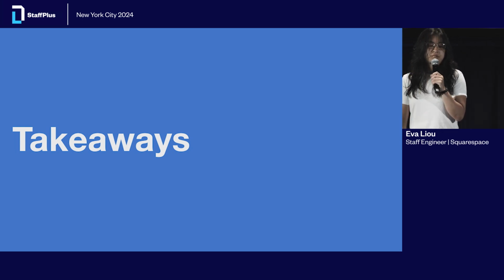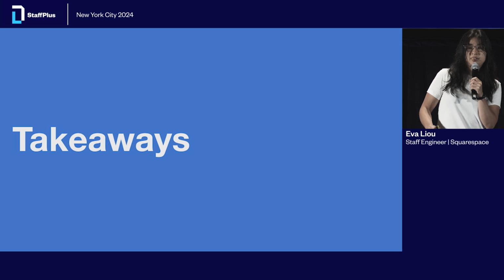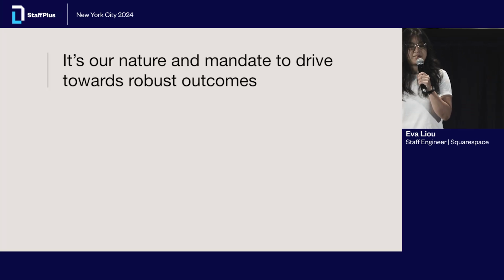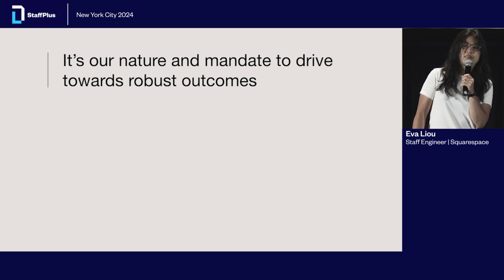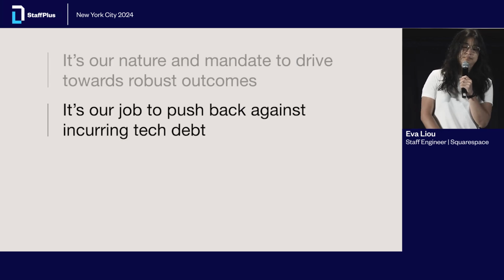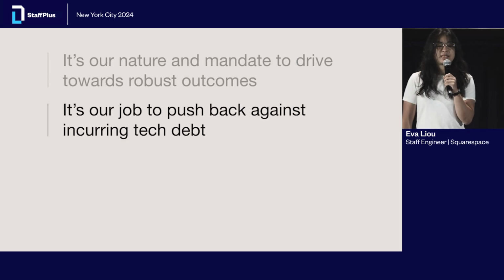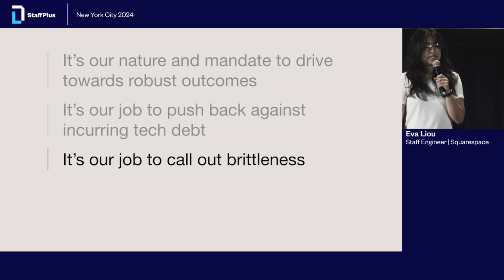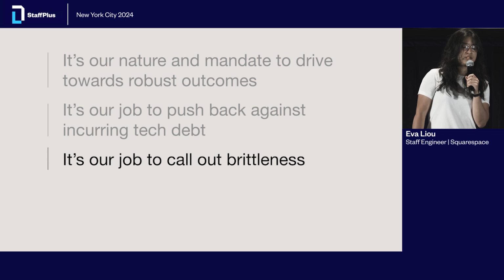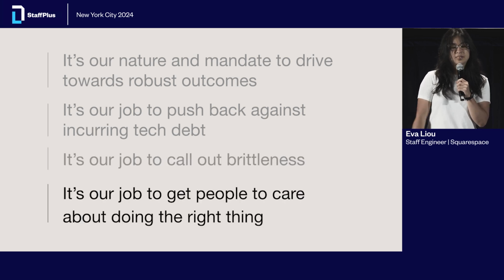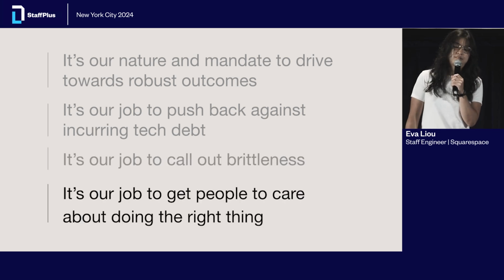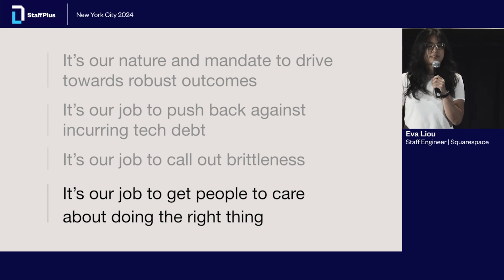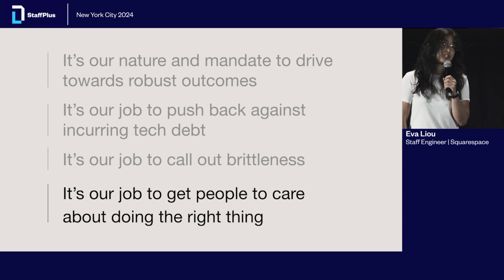Some takeaways from this project are building correct scalable systems is in itself difficult. It's our nature and mandate as staff engineers to drive towards outcomes that are robust. It's our job to push back against taking on tech debt in the interest of shipping fast. It's our job to find and call out brittleness and maintainability concerns. It's our job to get people to care about doing the right thing. But at the end of the day, is it about correctness for correctness' sake or serving the needs of your users?